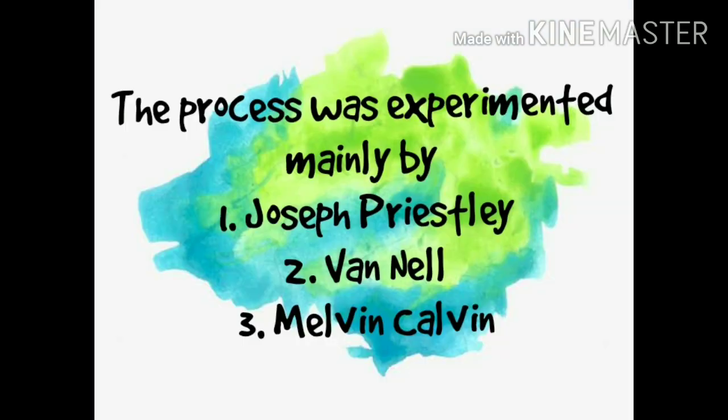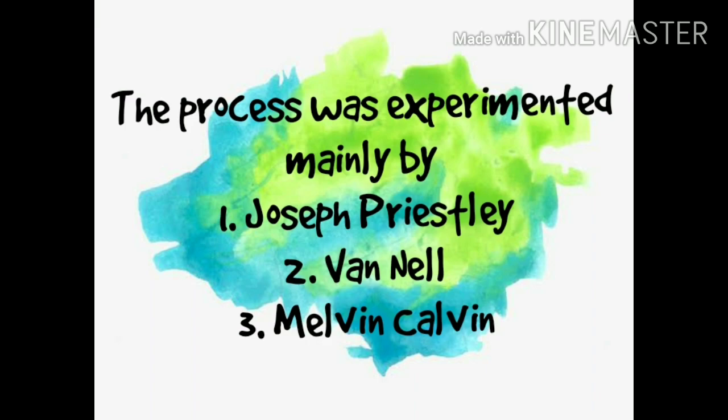This process was mainly experimented on by three scientists: Joseph Priestley, who proved that oxygen is formed as a result of photosynthesis; Nell, who proved that the source of oxygen evolved during photosynthesis is water; and Melvin Calvin, who explained the various stages of formation of glucose during photosynthesis. Altogether, their experiments proved the whole process of photosynthesis.